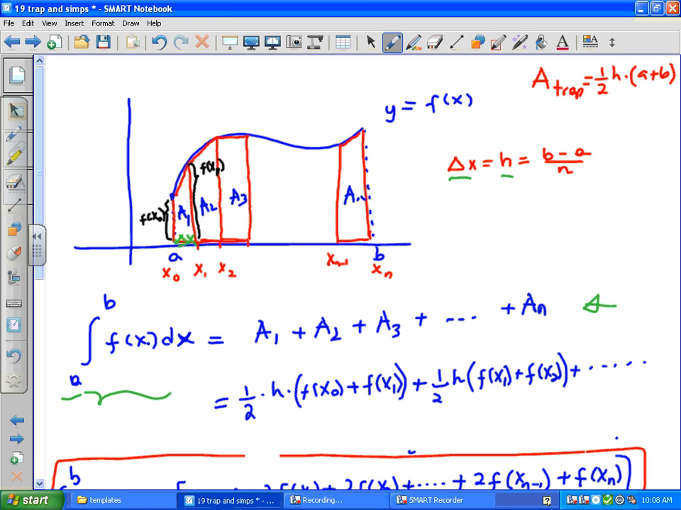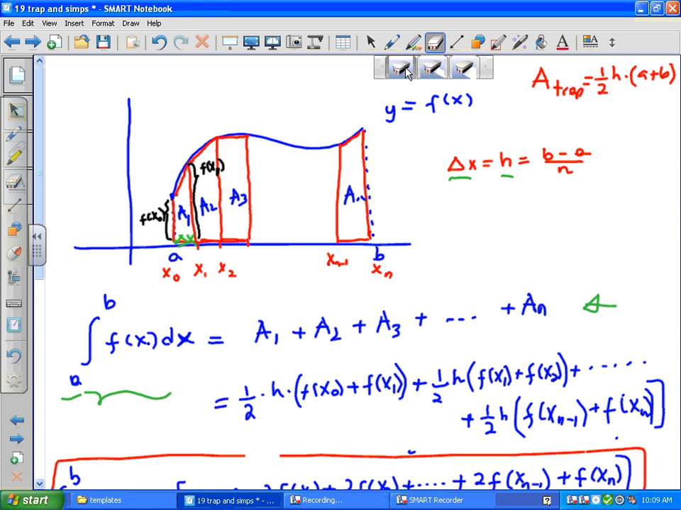Let's write the last one now. 1/2 times h times... Can you write the last one? Exactly. The left border is f of x sub n minus 1, and the right border will be f of x sub n. So we have everything covered there. The only thing is now I need to simplify this before I can give you the final formula. I don't need that square bracket since I did not open one.